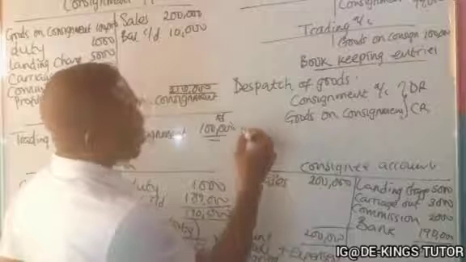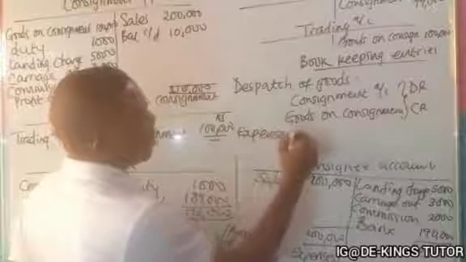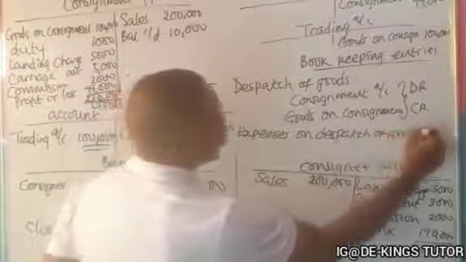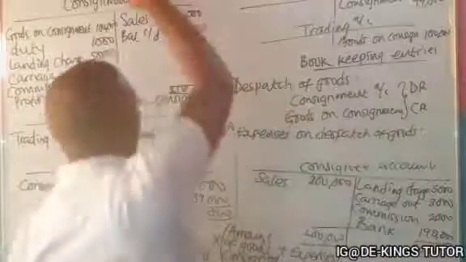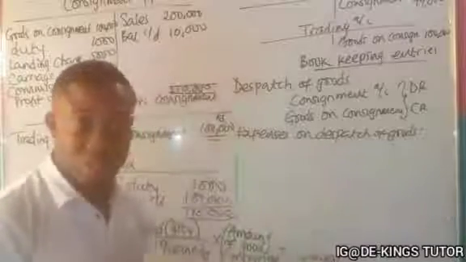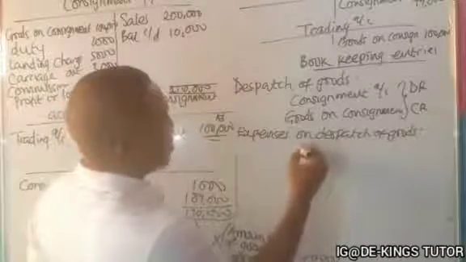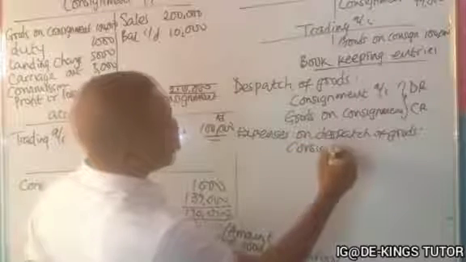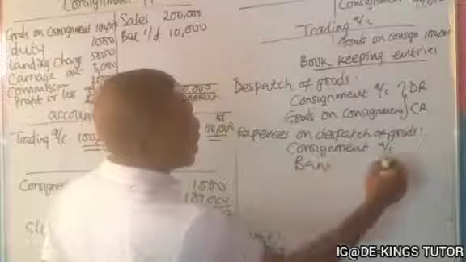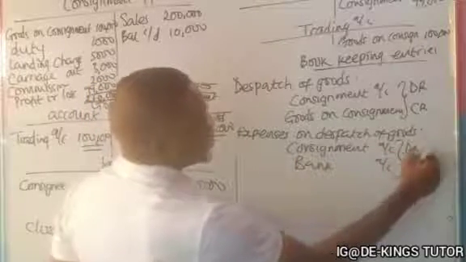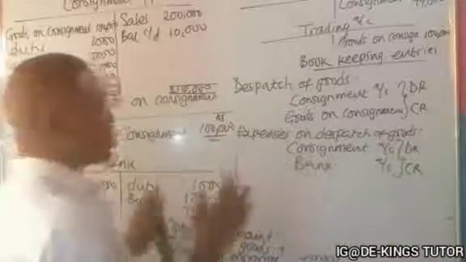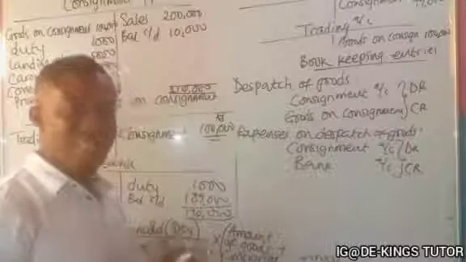And also, if there's expenses on dispatch of goods, now it will not be goods on consignment account, it will be consignment account and bank or cash account. So you debit consignment account and you credit the cash if it was paid. Okay, so this is where the consignor would have to stop and wait.